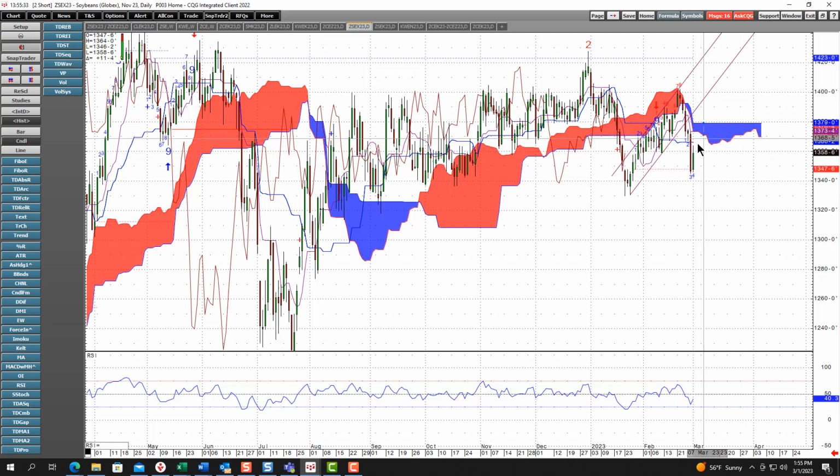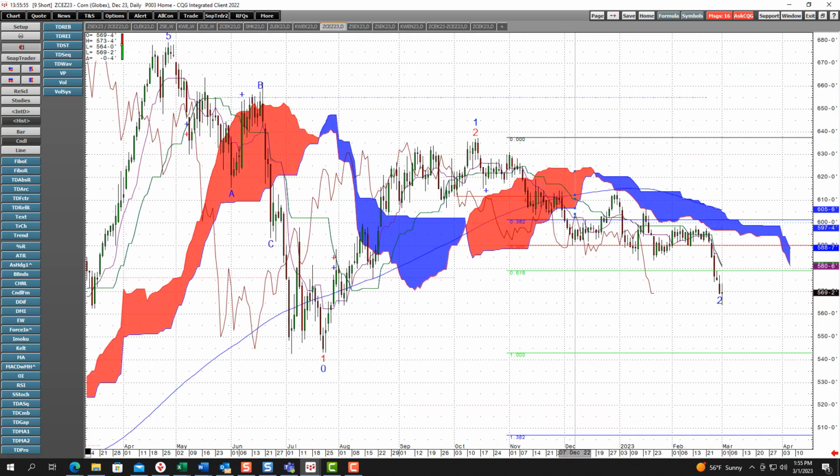Soybeans, no change. You can see where we are in relation to the cloud. I think it's an inside day. Really, not a whole lot to talk about with soybeans. We'll see where we trade tomorrow. If we blow back up through here, then we may need to rethink things. But for now, this cloud is holding, and we're looking for beans to reverse and go lower.